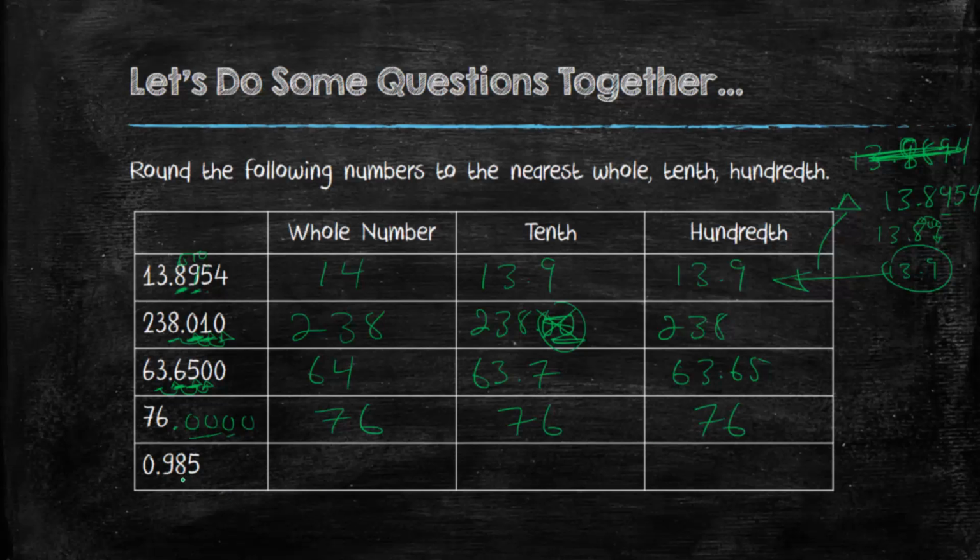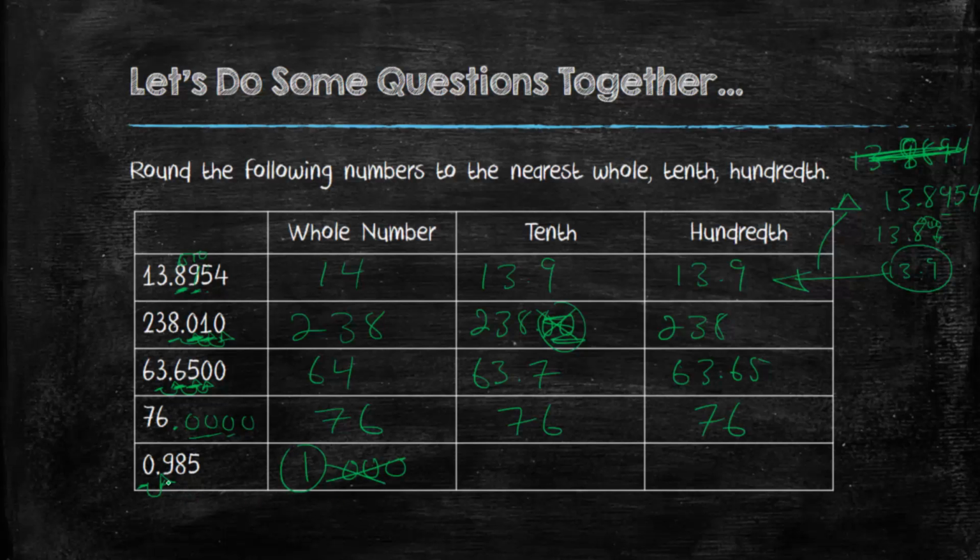Okay, let's look at this. 0.985. Round to the nearest whole number. Well, the whole number is a 0. The number to the right of it is a 9, so we round up. So this becomes 1, right? It's 1.000, but you don't put that because it's the same as just 1. So the answer is 1.